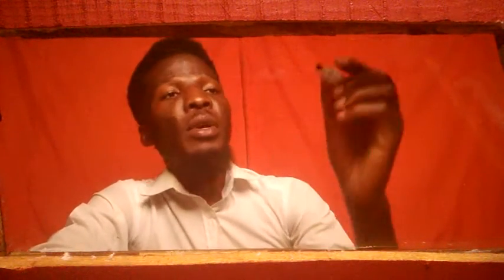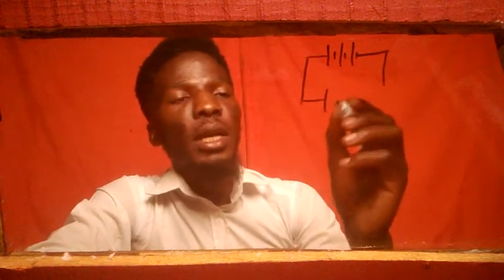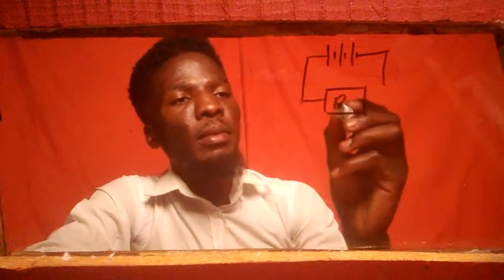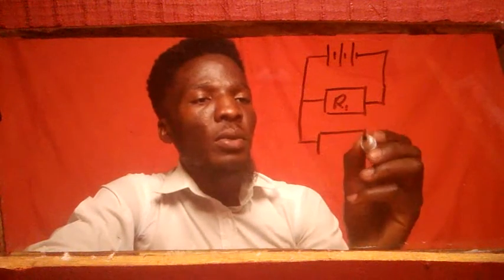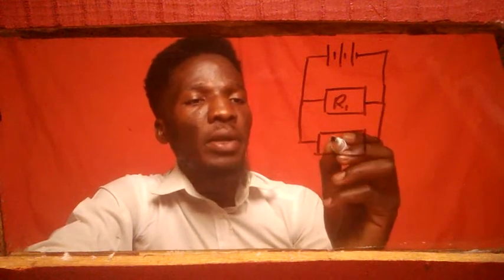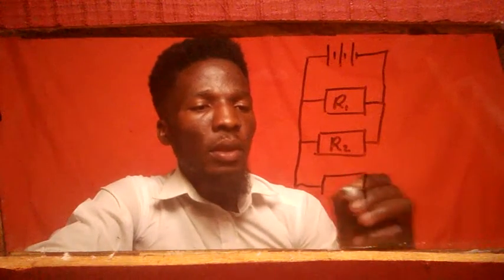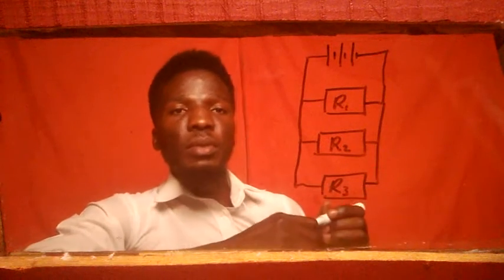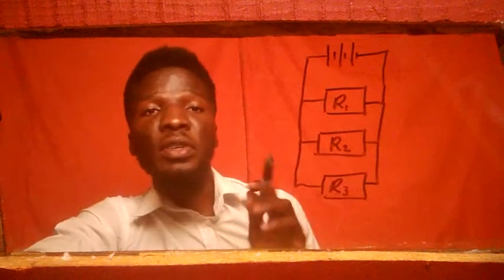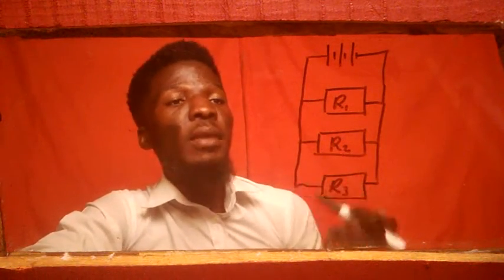a very simple circuit diagram where we have a battery, and then we have the resistor R1, we have another resistor connected parallel to resistor R1, we have R2, and then we have another one here, R3. So that kind of connection is just a very simple circuit trying to show resistors connected in parallel.